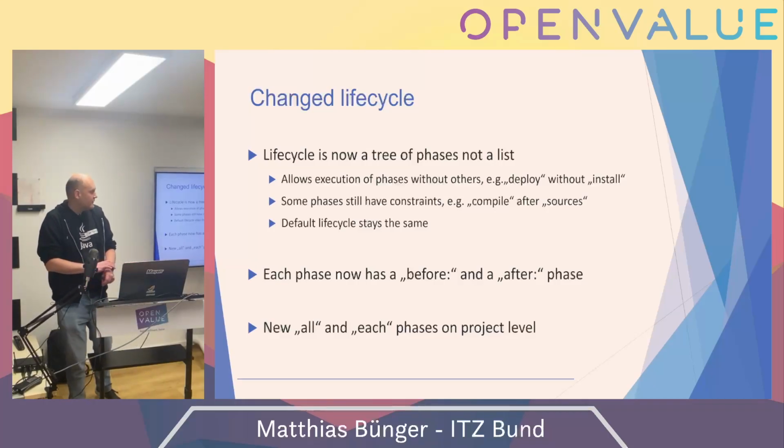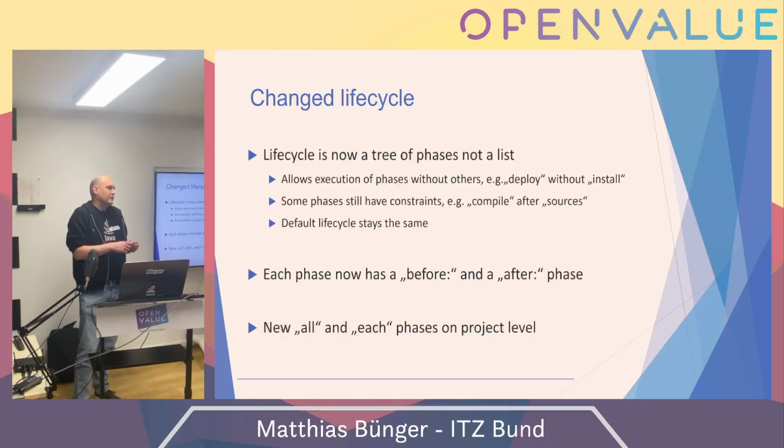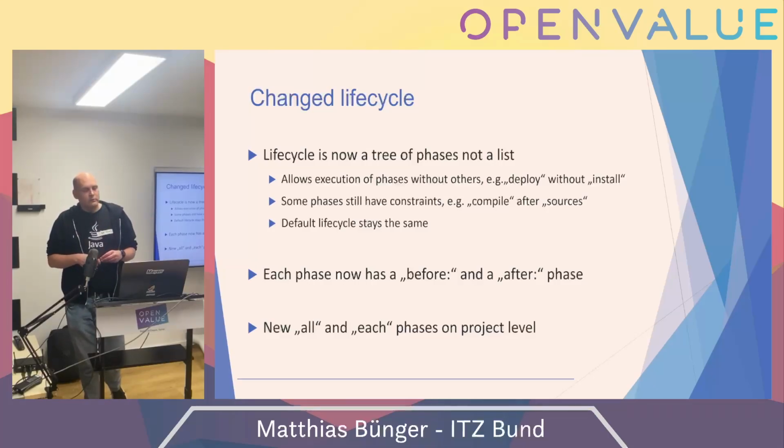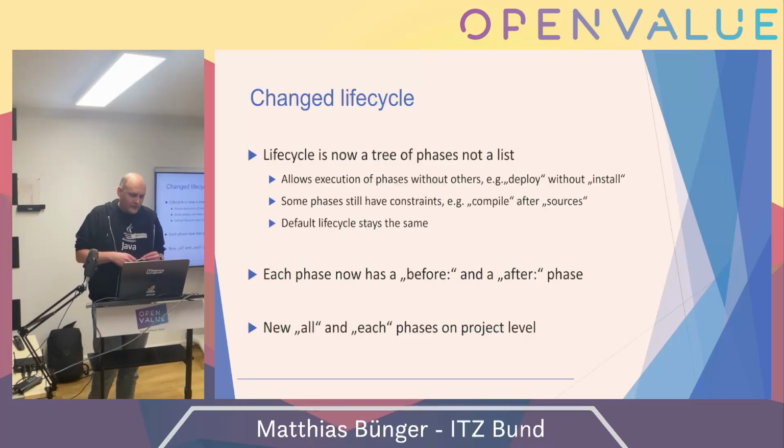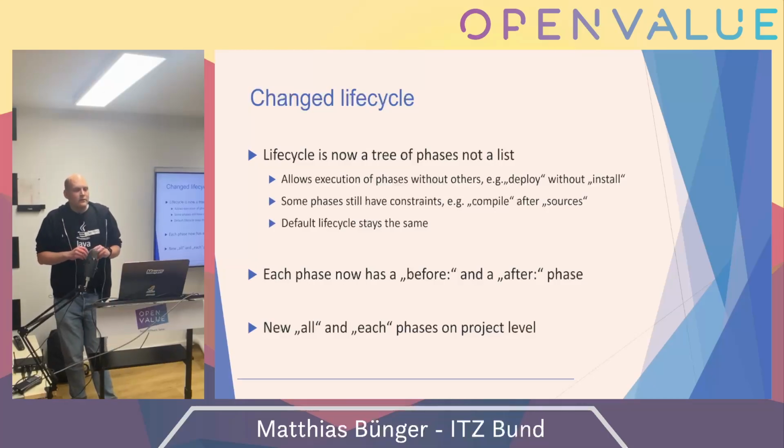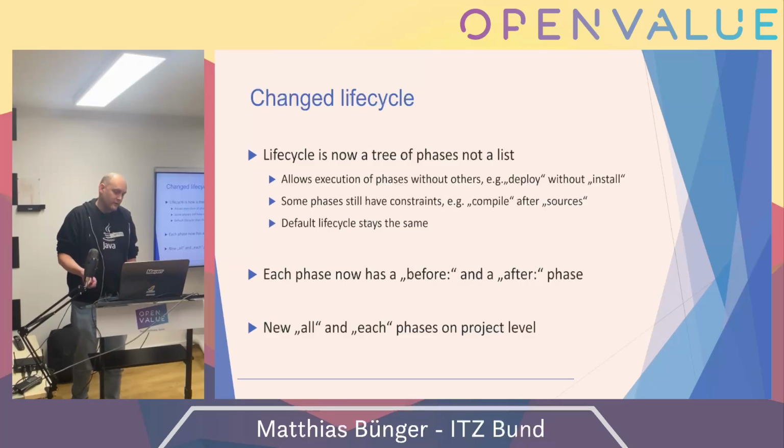Another thing is a changed lifecycle. If you look at the Maven lifecycle, it's literally a list of phases. This changed, from a theoretical point, in Maven 4 to a tree. Now you can argue, yes, a list is also a tree, but technically it's now a different thing. And this allows you to define custom lifecycles where you skip phases if you don't want them. Like you can skip the install phase and only deploy, or you can, I don't know, skip the unit test phase and only run integration tests or whatever.